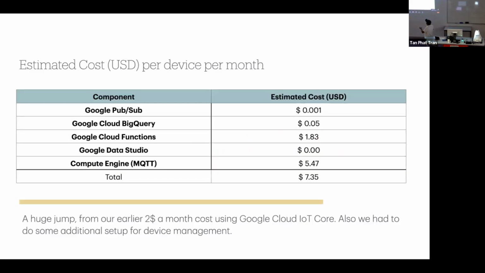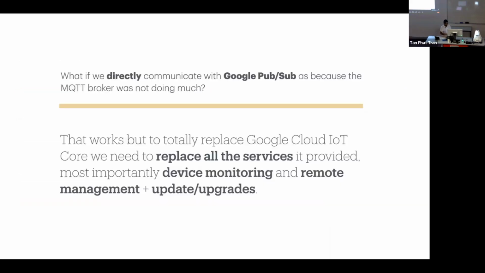We put everything into perspective. We put MQTT into Google Compute Engine, and look what happened. The cost went from $2 to $7.35 if we use that. Compute Engine is pretty costly, and Google Core IoT was better. Google Core IoT also had other features like updates and additional services. This was not included because there is no alternative, so the price is not included here.